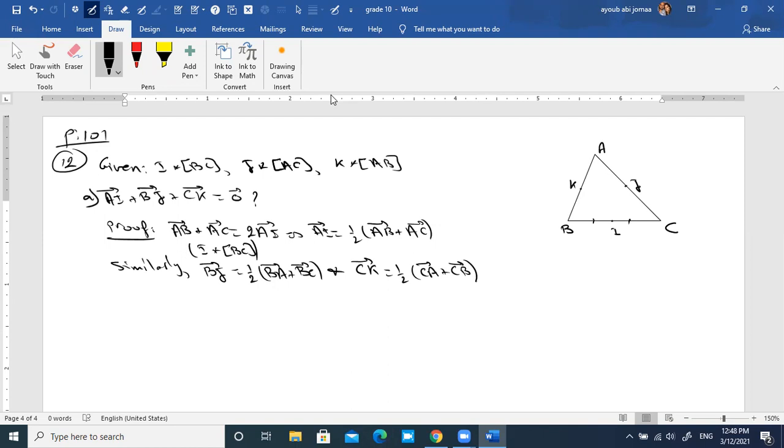Don't forget, here we have the same initial point, B, B, B. For the vector here, C, C, C. Graphically, understand it this way: CK from C to the midpoint is CA plus CB over 2. So the summation of these vectors will be 0.